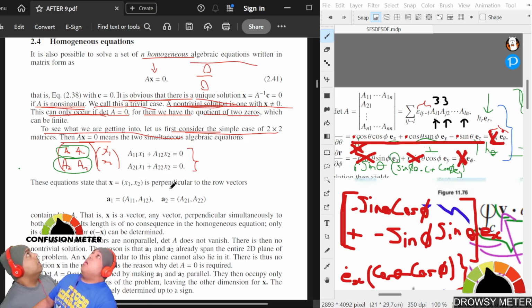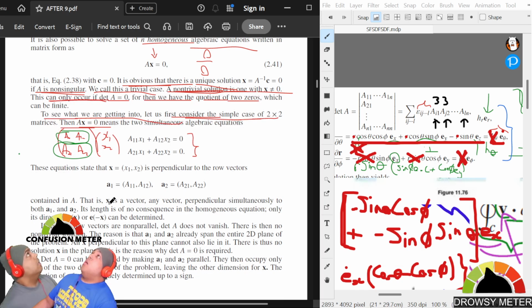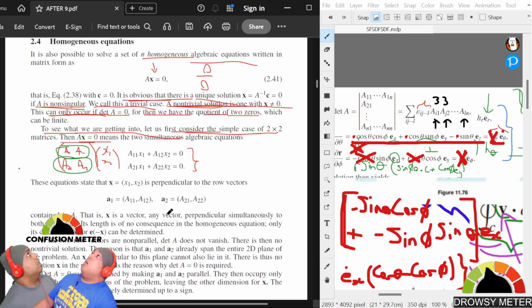That is, x is any vector perpendicular simultaneously to both A1 and A2. So x is a vector. It needs to be perpendicular to A1 and A2.